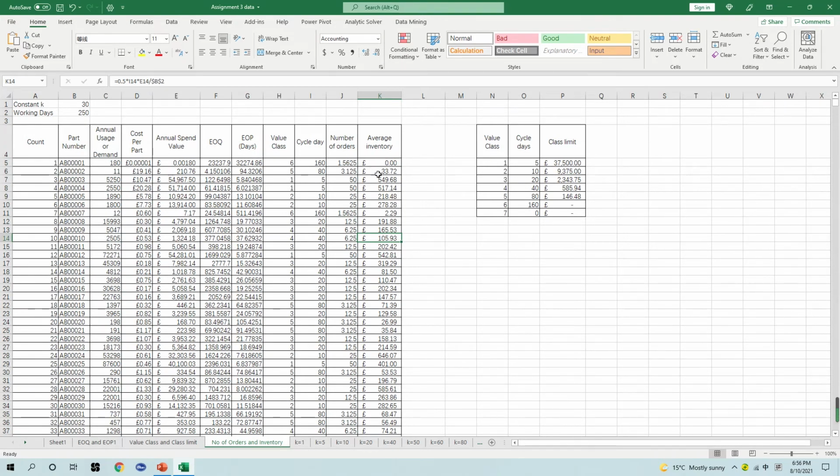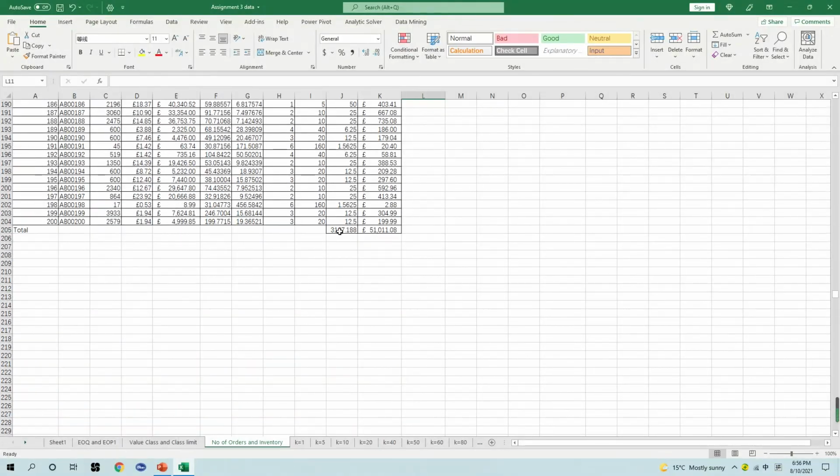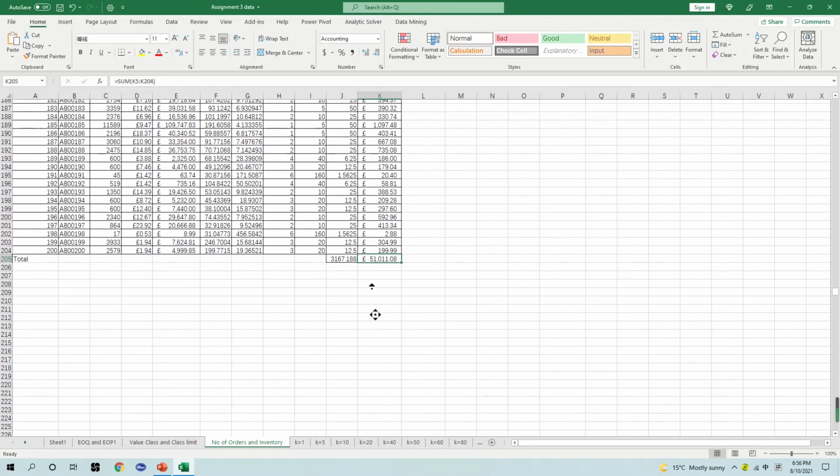After calculating both, we need to drag this all the way down. Make sure to calculate the total number of orders and total average inventory as well.